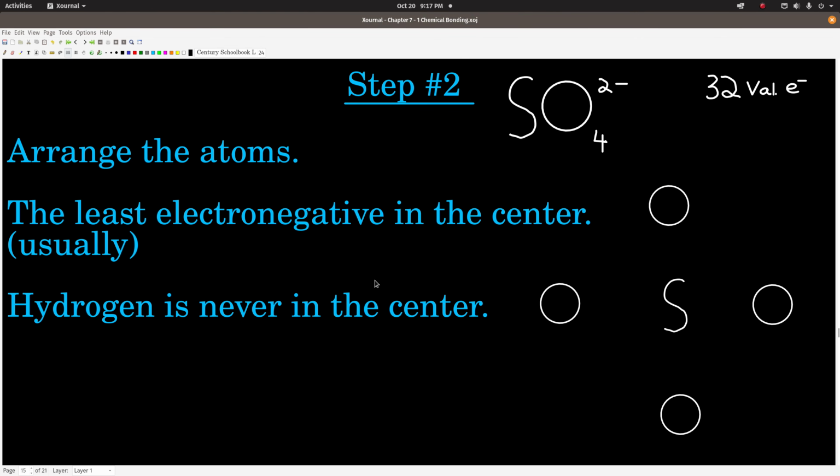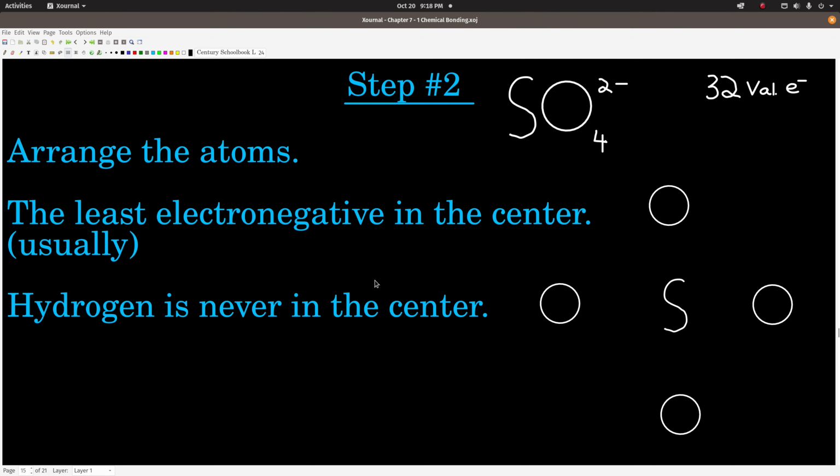All right, step 2, arrange the atoms in the compound. This means you're going to pick one, put it in the middle, and put the other ones around it. We'll talk about hydrocarbons a little bit, and then there's a few other things we have to think about. But this is what we do.